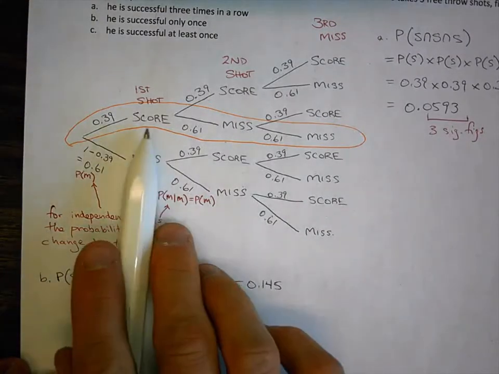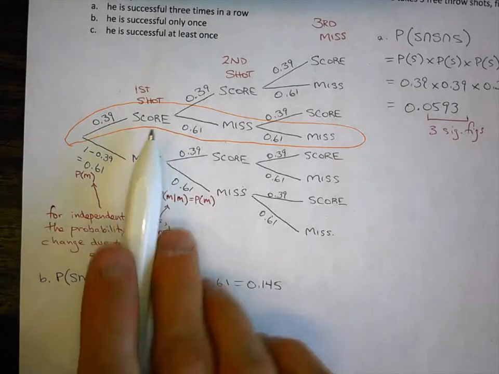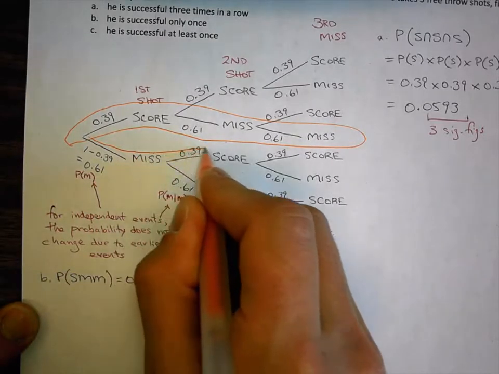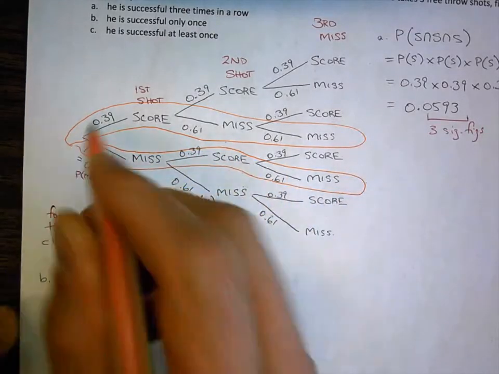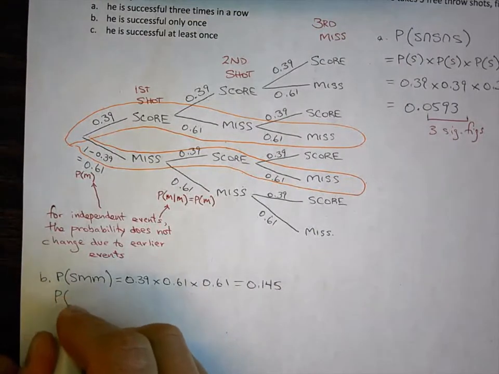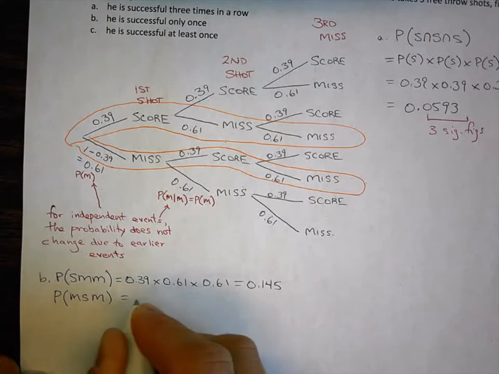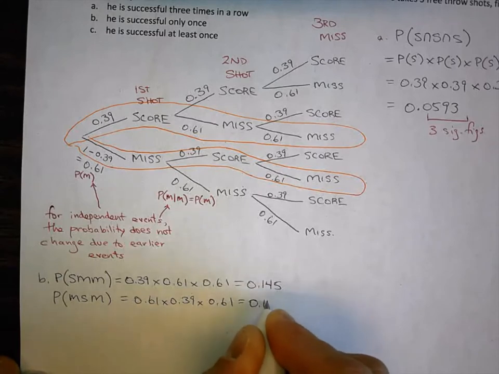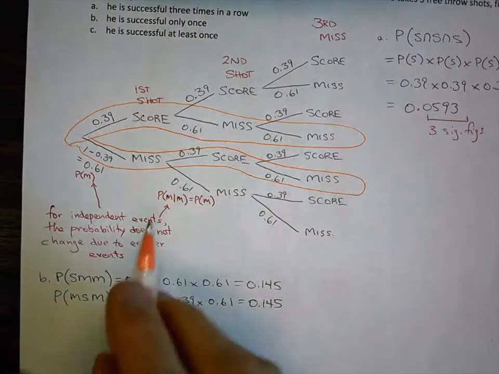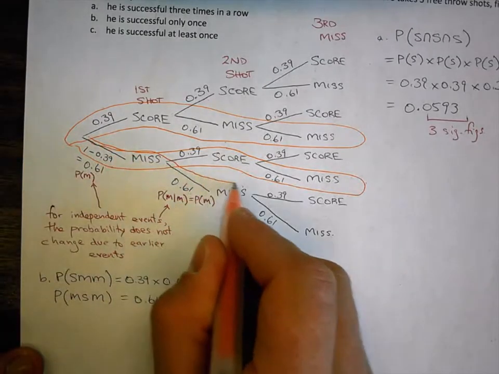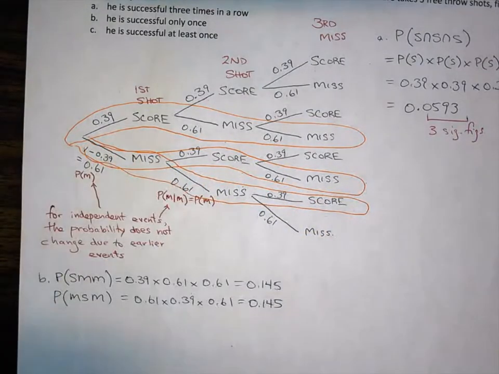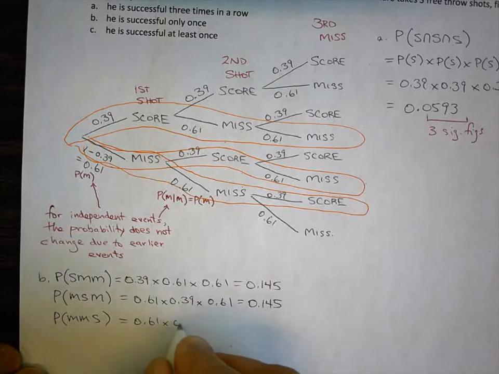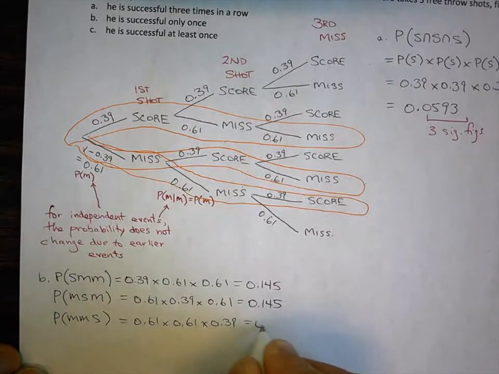Because that's just the probability that he got the success on the first shot. Another option would be if he had missed the first shot, scored the second shot, missed the third shot. Well, the probability of that happening, that's the probability of miss, score, miss, is 0.61 times 0.39 times 0.61. It's actually the same as 0.145. But I'm not done, because there's another possibility. He could have missed, missed, score. So see how the tree helps me lay out all of the different things that can happen. This is the same probability, it's 0.145.